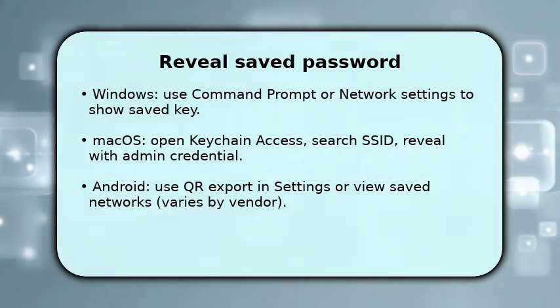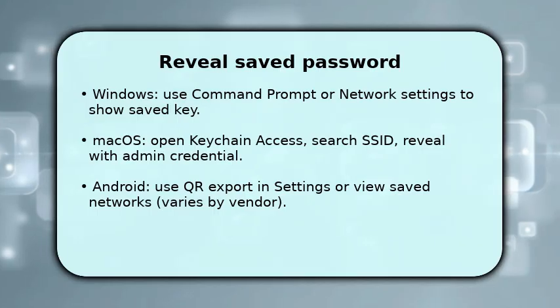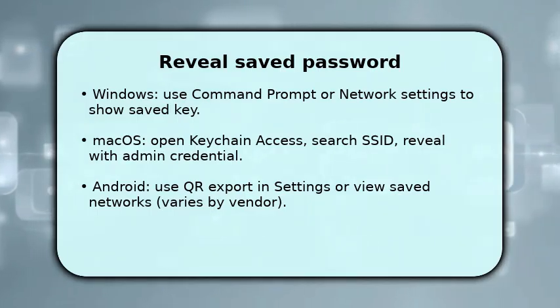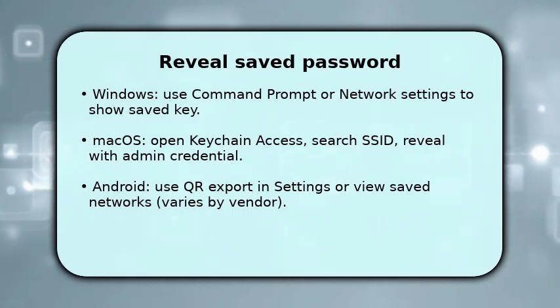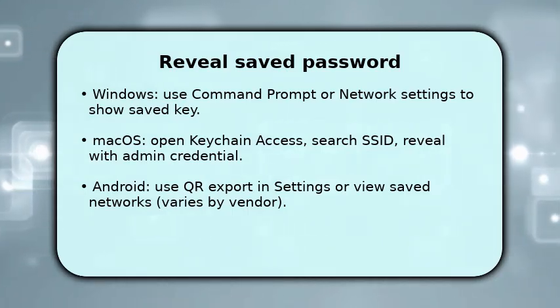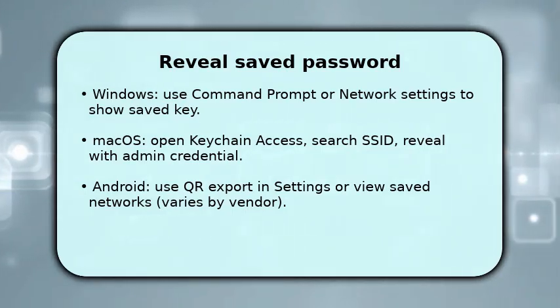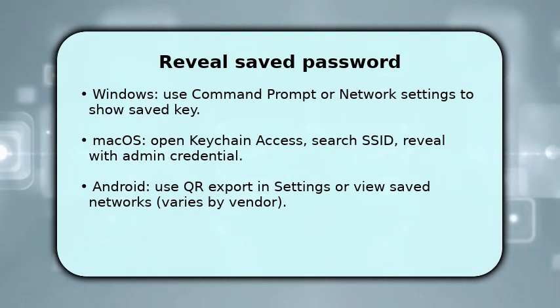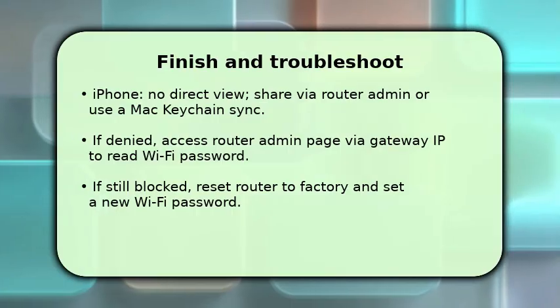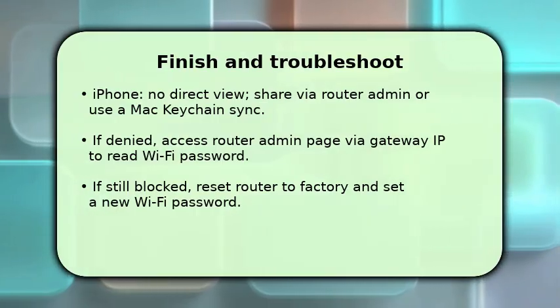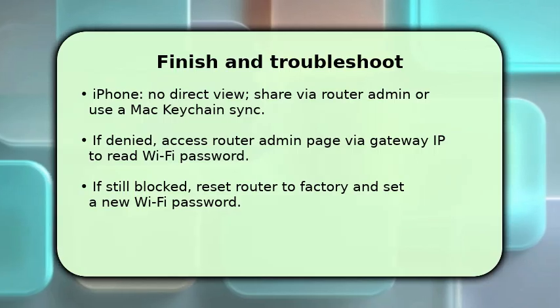On macOS, open Keychain Access, find the SSID entry, then choose Reveal Password and authenticate. Keychain stores the passphrase securely. On modern Android, tap Share to generate a QR code or view saved networks. This exports or displays the password when allowed. Finally, confirm the revealed password by reconnecting another device. You want to verify it works.